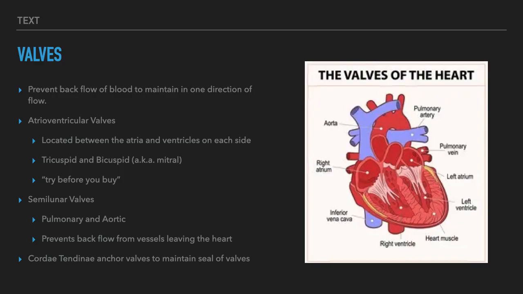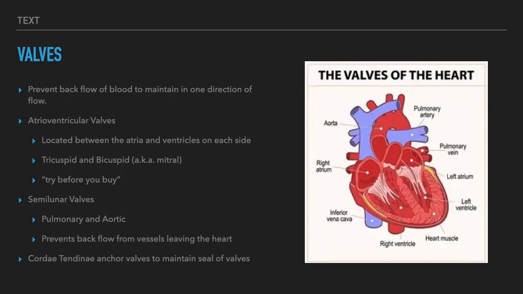So we have semilunar valves. These are the valves that live between the ventricles and the vessels that leave the heart. And so on the right side of the heart, we have the pulmonary semilunar valve. Pulmonary meaning lungs, blood is going to the lungs from there. And then on the left side, we have the aortic semilunar valve.